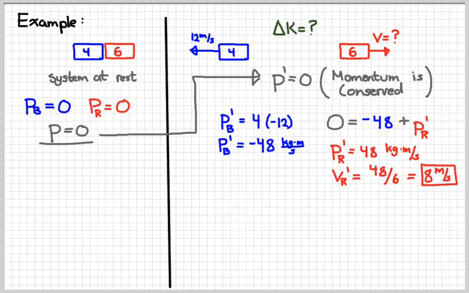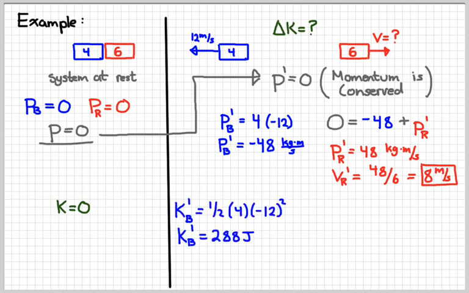Now the next thing we might want to do is figure out how much kinetic energy was gained. So I'm going to write that delta K equals question mark. On the left-hand side, the before picture, the kinetic energy is 0. Again, both objects are at rest. The v is 0, so the kinetic energy is 0.